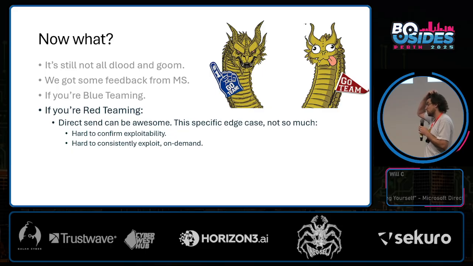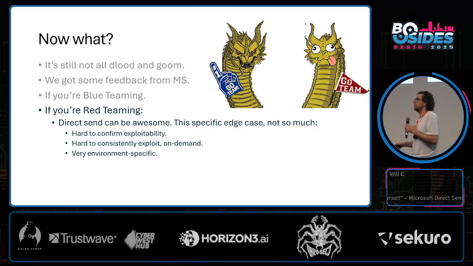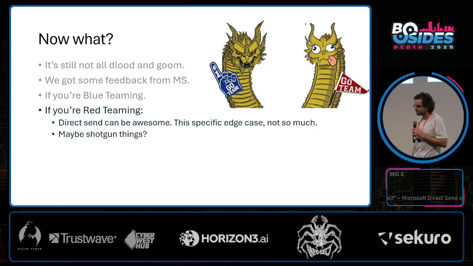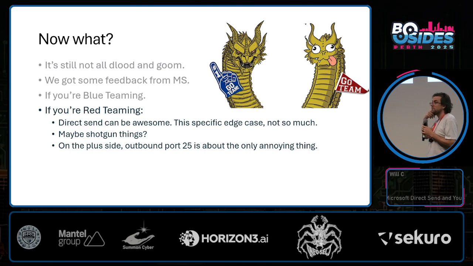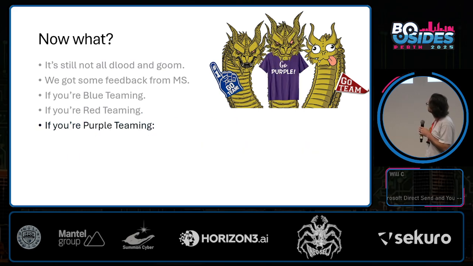You could theoretically try and maybe DOS your client's DNS, but I wouldn't recommend doing that unless you want an unhappy client. It's also going to be very environment specific, so they need to have these DNS timeout errors for this to be exploitable. You could try maybe shotgunning things. So if you spam enough people, maybe 1 or 2 of those emails you send will hit this DNS timeout. On the plus side, getting outbound port 25 is about the only thing you need to be able to exploit this bug, if it's actually exploitable.